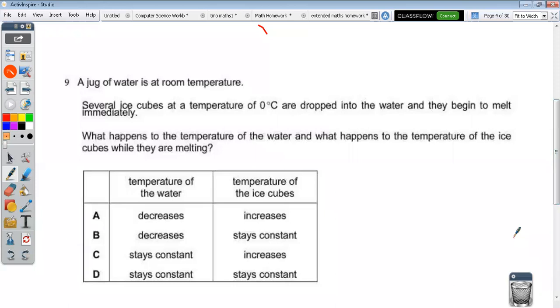Now, a jug of water is at room temperature. Several ice cubes at a temperature of 0 degrees are dropped into the water and they begin to melt immediately. What happens to the temperature of the water and what happens to the temperature of the ice cubes when they are melting? Good question.